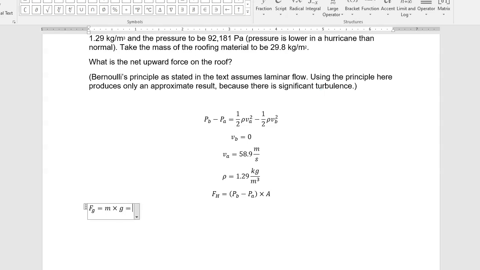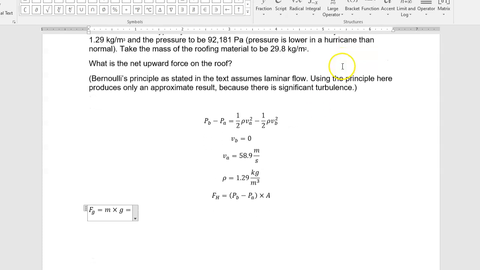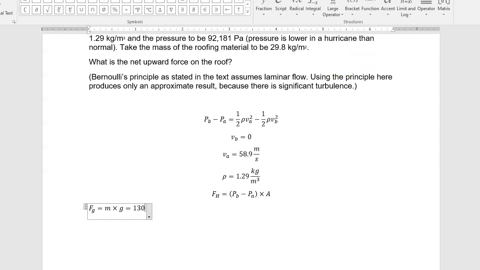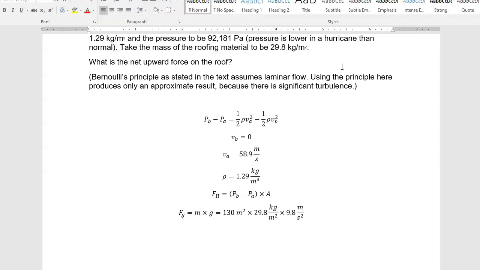Okay, what's the mass of the roof? Well, the mass of the roof is the area of the roof times the mass per unit area. So here in this one, it's 130 meters squared times 29.8 kilograms per meter squared. That gives you the mass of the roof, and then times 9.8 meters per second squared, and you get the force of gravity downward.